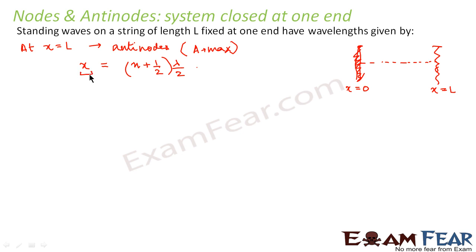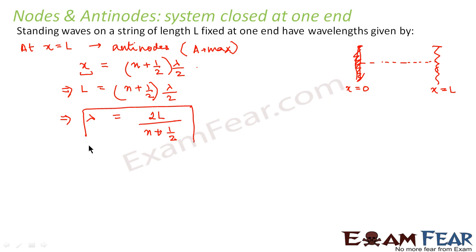Now when x is equal to L, we can write L is equal to (n plus 1 by 2) lambda by 2. From this you can write lambda is equal to 2L divided by (n plus 1 by 2). This expression itself shows that the values of wavelengths are restricted. That means wavelength just can't take any values. It has to follow this expression. Only if this expression is obeyed are those wavelength values allowed. Here the values of n it can take are 0, 1, 2, 3 and so on, because for n equal to 0 this is a valid number.